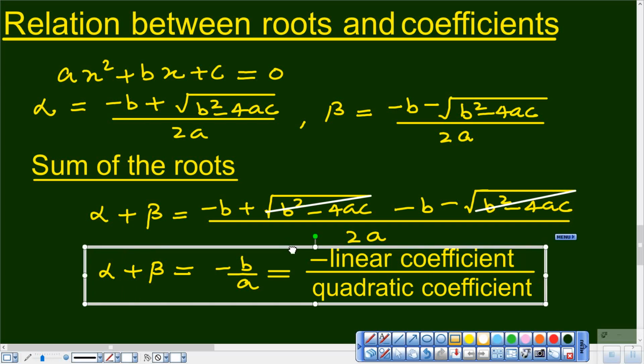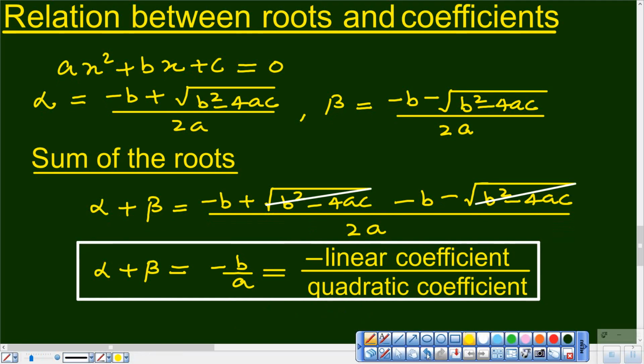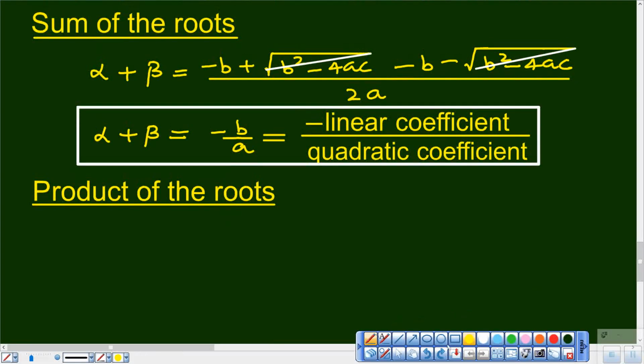Maybe I can write it like this. Now the product of roots, which can be written as alpha into beta, can be written as, well, we have minus b plus square root.